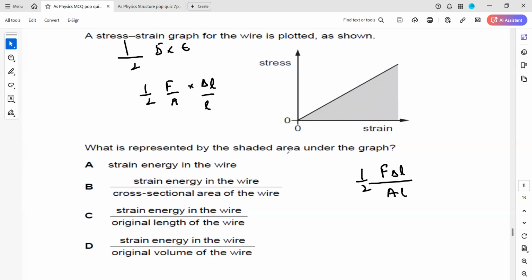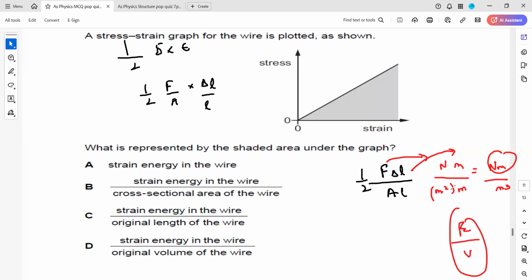When I write the units, what is the unit of force? Newton. What is the unit of extension? Meter. What is the unit of area? Meter square. What is the unit of length? Meter. So when I simplify, Newton meter divided by meter cube. Newton meter is joules, a unit of energy, and meter cube is a unit of volume. So it's energy per unit volume, or we can say energy density.